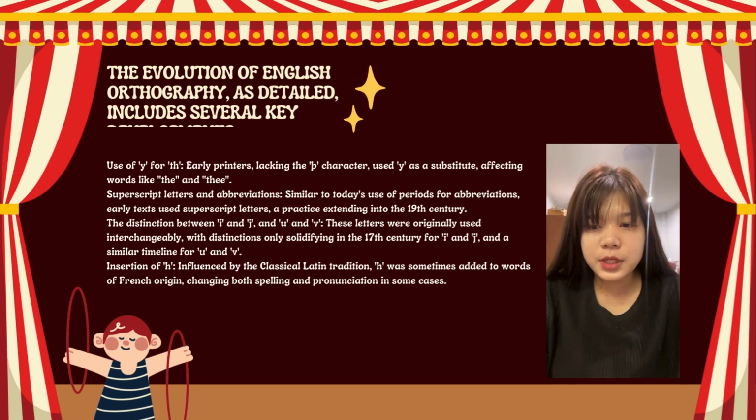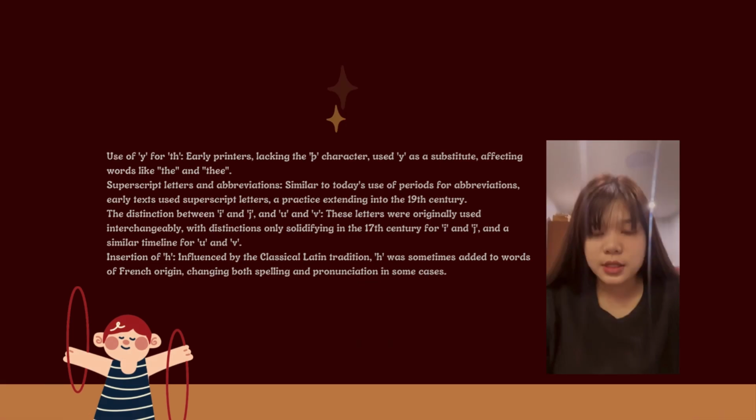The distinction between I and J and U and V. These letters were originally used interchangeably, with the distinction only solidifying in the 17th century for I and J, and a similar timeline for U and V. Insertion of H, influenced by the classical Latin tradition. H was sometimes added to words of French origin, changing both spelling and pronunciation in some cases.